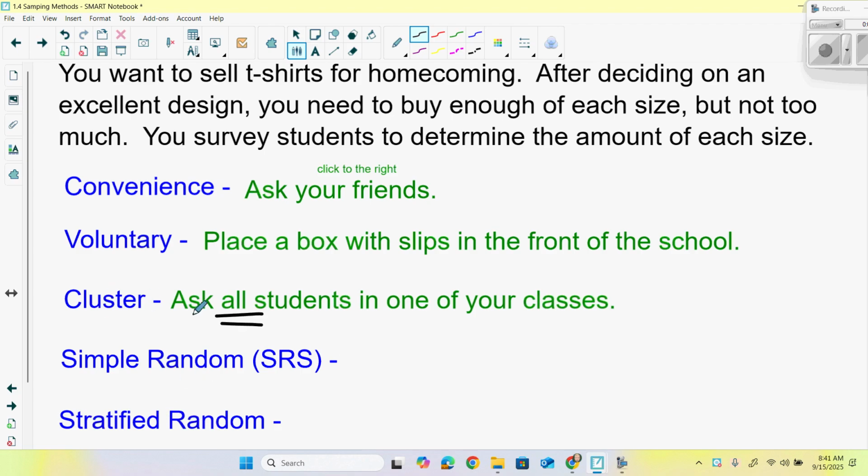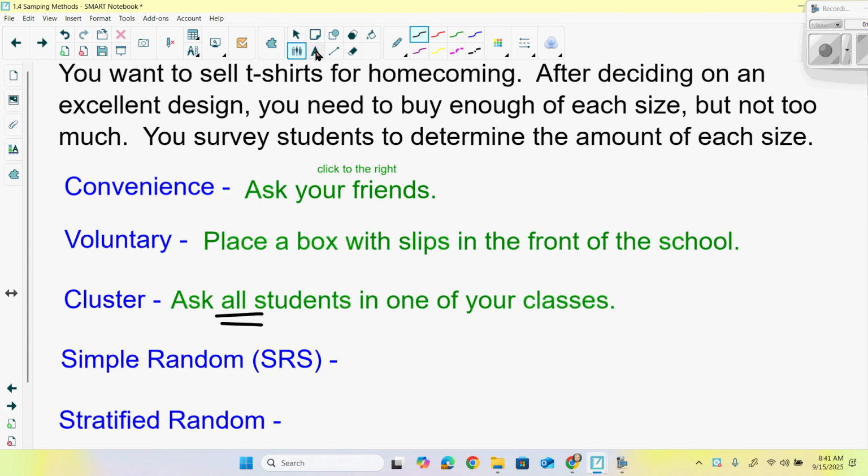We find a group of people, we ask all students. For a stratified random, we would break into groups not on location but on characteristics, like make sure we have a group of boys and girls and freshmen, sophomore, junior, senior. We want to spread out our groupings based on some characteristics rather than just a location.